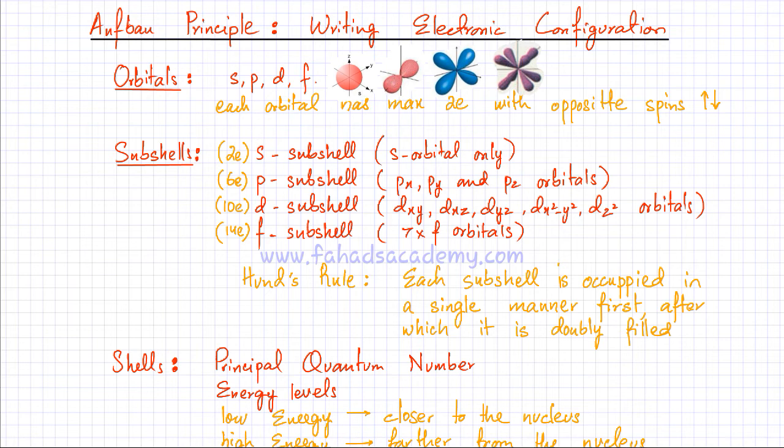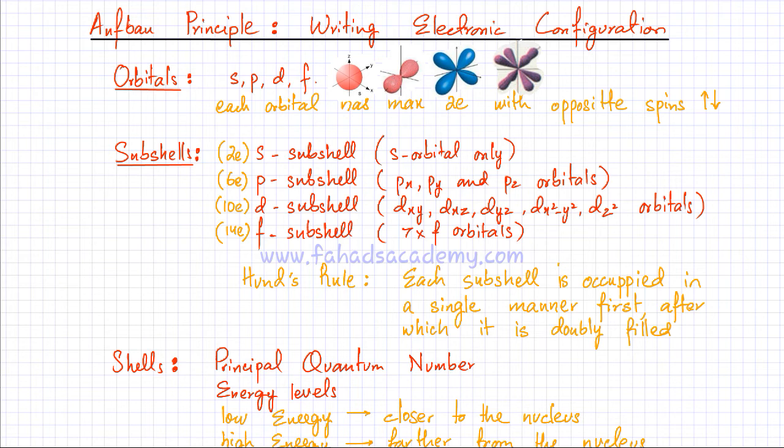Then you had a p subshell. When you talked about the p subshell, you were basically talking about the px, py, and pz orbitals together. So there were 3 orbitals in a p subshell, and since each orbital accommodates a maximum of 2 electrons, 2 electrons in each of the 3 orbitals would give you 6 electrons. So the p subshell can accommodate a maximum of 6 electrons.